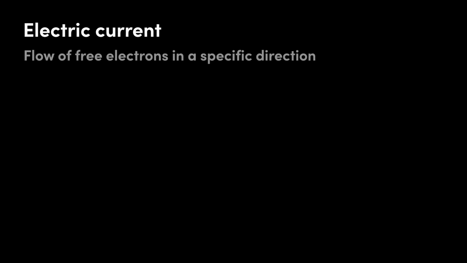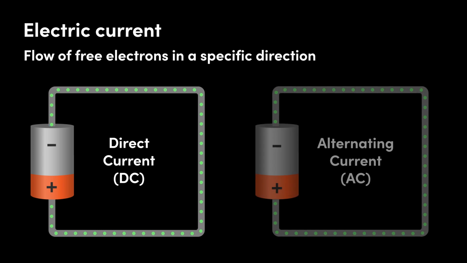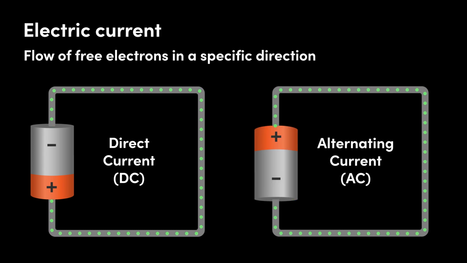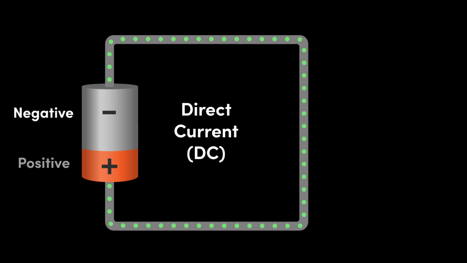We already know electric current is the flow of free electrons in a specific direction. However, there are two types of electric current: direct current, DC, and alternating current, AC. With direct current, the electrons travel in just one direction. This is a bit like the flow of water along a river, where water flows in just one direction. Electrons, which carry a negative charge, flow from the negative terminal to the positive terminal of the power supply.